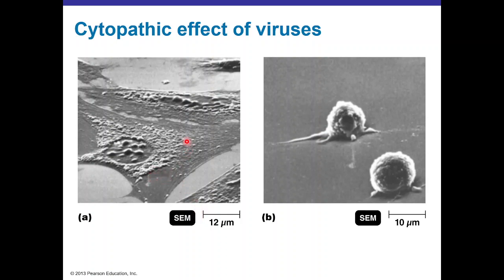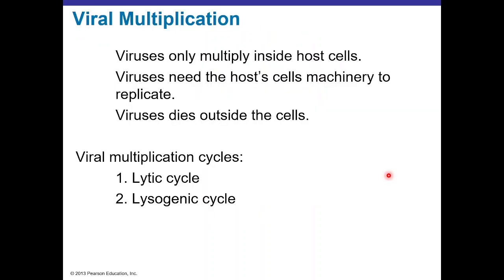So here we have an example of cytopathic effect. This is a fibroblast, the normal view of a fibroblast, which is a cell of connective tissue, seen with the scanning electron micrograph. This is the nucleus, this is the cytoplasm. When you infect these fibroblasts with viruses, they will clump and basically die. This is what we call cytopathic effect, or CPE.